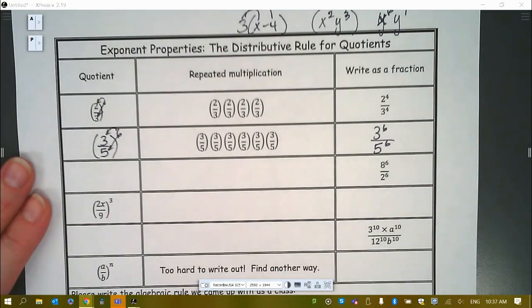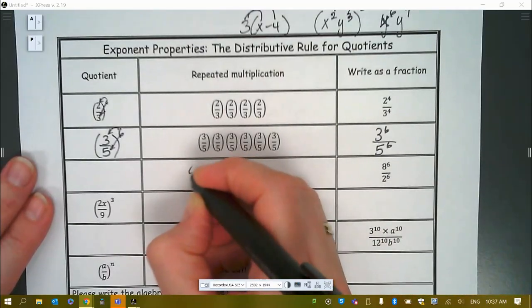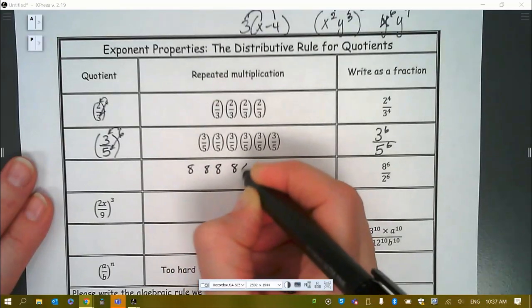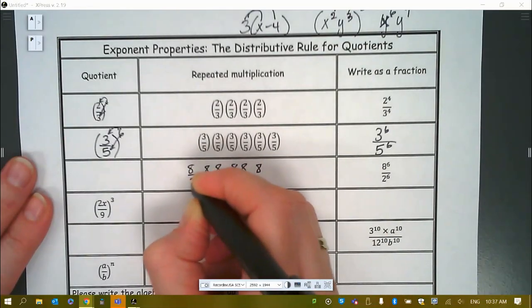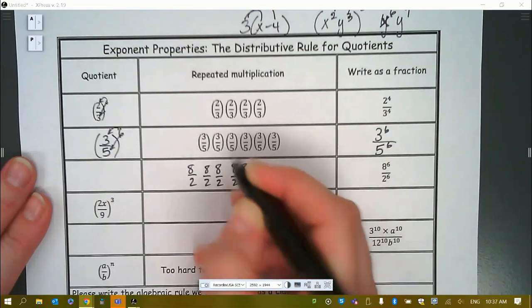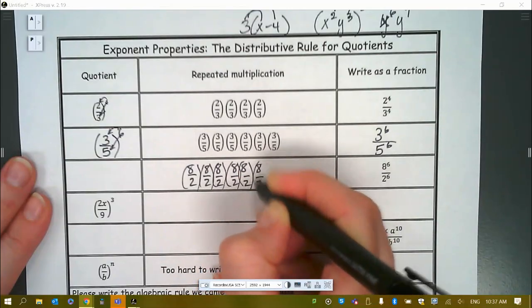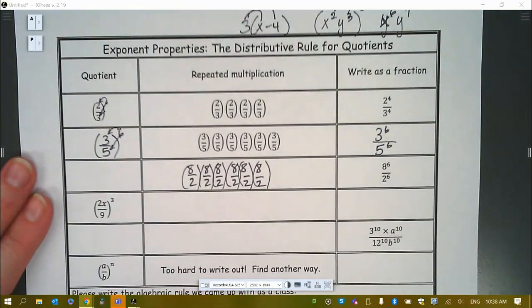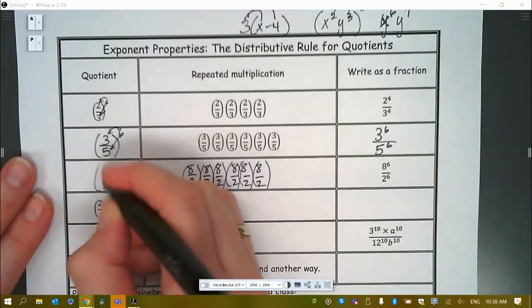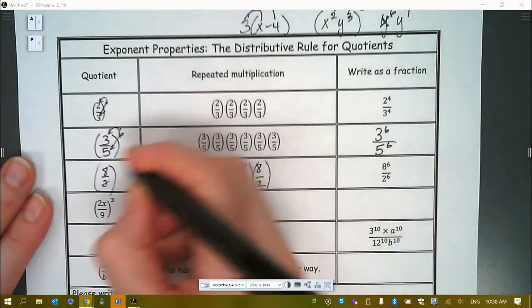So let's look at the one beneath it, 8 to the 6th and 2 to the 6th. Where did that come from? Well, 8 was done 6 times over 2, which was done 6 times, right? And we can put those all in their own parentheses because they're all being multiplied by each other, or we could put a dot in between them, however we like. Okay, but essentially what this is saying is 8 over 2, which is the same thing as 4, so that really should be simplified. But 8 over 2 is taken to the 6th power.